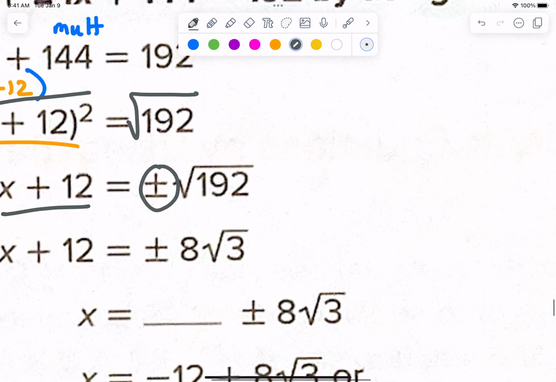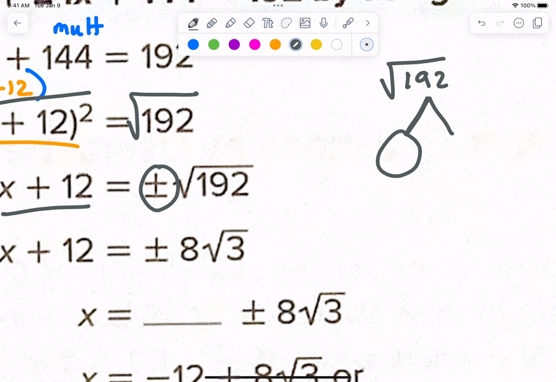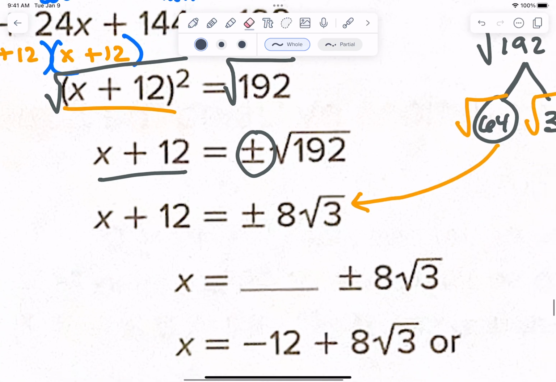Okay, now, 192 does not come out perfectly, so we do one of these. What goes into 192 that you can take the perfect square root of? 64 and 3. And if I take the square root of 64, I get 8 square roots of 3, right? Okay, so that's how they broke it down to that second step, right?